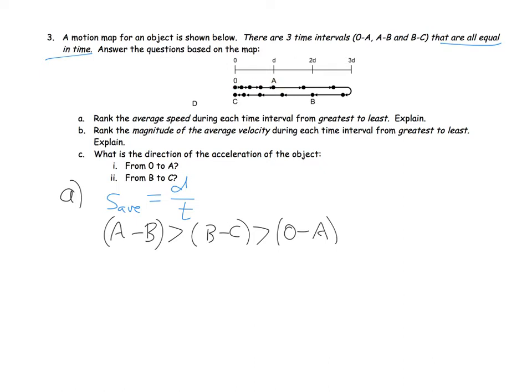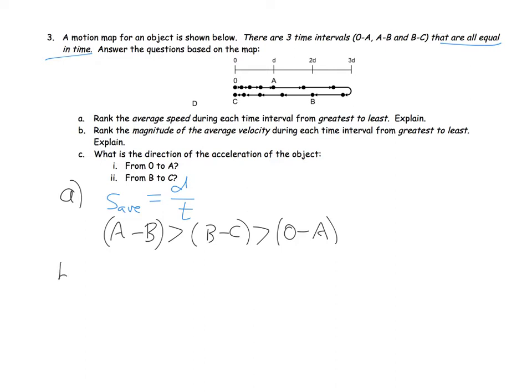But that's going to be greater than my distance from 0 to A, where I only travel a distance of D. And this notation here, this is typically how we're going to do our ranking. Okay, we're going to use inequalities to show which one's bigger. If we did happen to have two that were equal, then we would simply put an equal sign there. But we don't have that in this case.